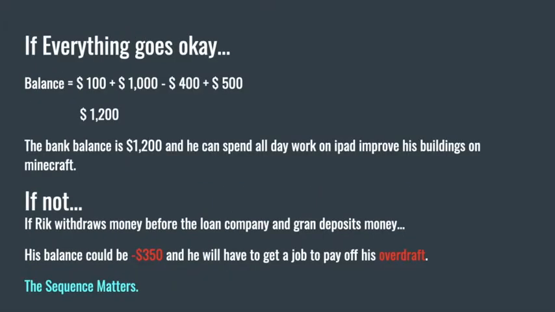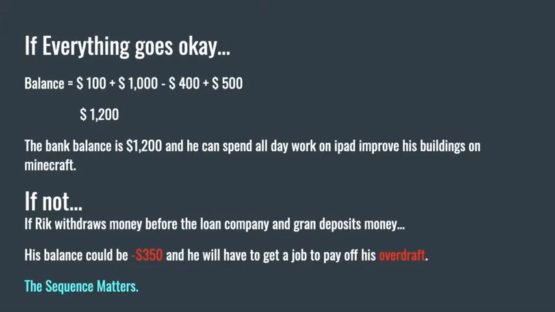So, if everything goes okay, which means Rick has the initial bank balance of $100, and the loan company deposits the $1,000, and Rick withdraws $400 for the iPad, and his granny deposits $500, so he has a $1,200 bank balance. So he can spend all day working on his iPad, improving his buildings on Minecraft.